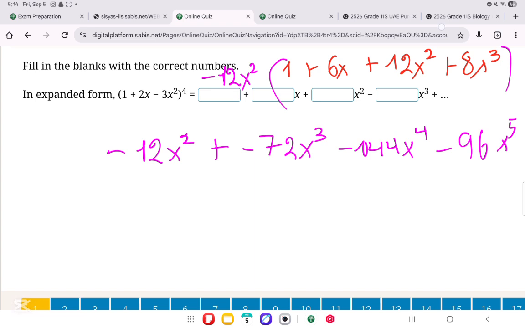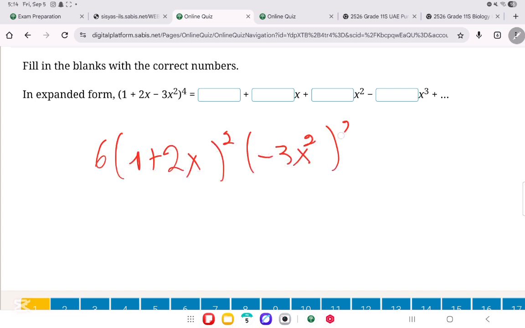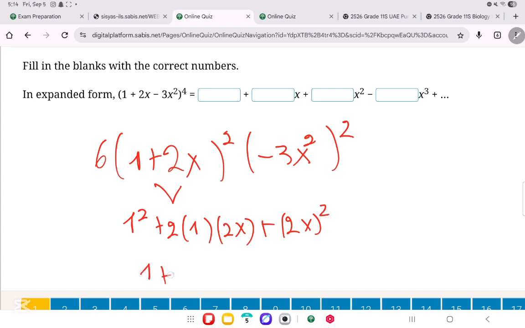Now, the next one is pretty easy. What is the next one? The next one is 6 times 1 plus 2x to the power of 2 times minus 3x squared to the power of 2. What do we do? We just expand this. If you don't know how to expand this, you really should practice because it's very important. This is going to be 1 squared plus 2 times 1 times 2x plus 2x squared. So we will get what? 1 plus 4x plus 4x squared.